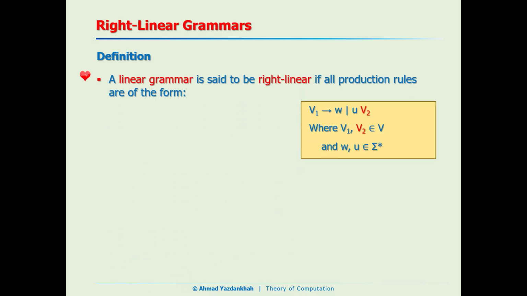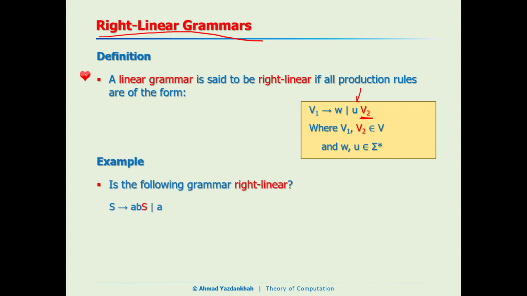What is right linear grammar? Right linear grammar is a linear grammar. So the first condition is that it should be a linear grammar, and the second condition is that the variable, if there exists one, should be on the right side of the terminals. Let me take an example.